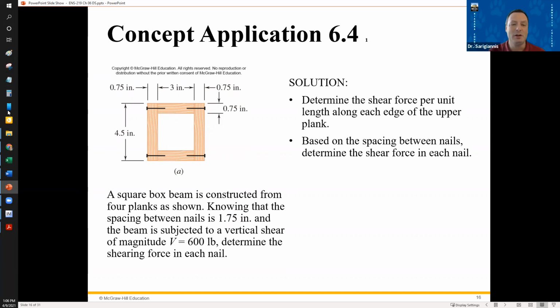The beam itself has a vertical shear. It's subjected to a vertical shear of 600 pounds. Determine the shearing force in each nail. So what we're going to do here is the same thing we did for one of the earlier problems, except now we're looking at it on the side. We're going to find the shear force per unit length along the edges, these vertical edges here. And then based on the spacing and the number of edges, we can figure out the force on each nail.